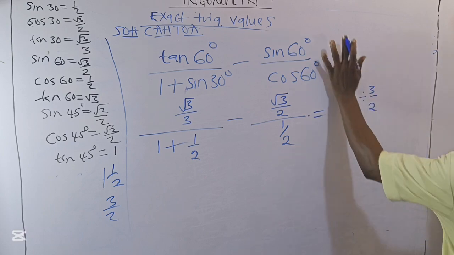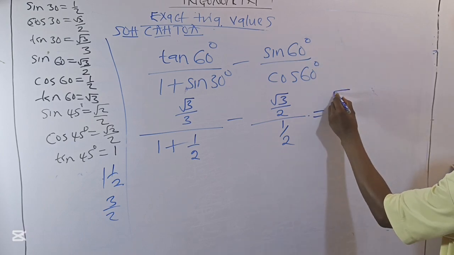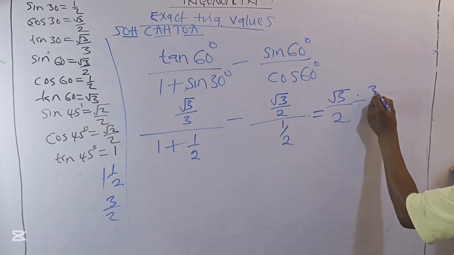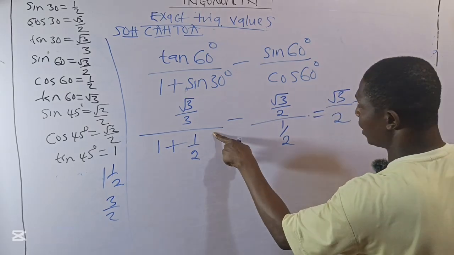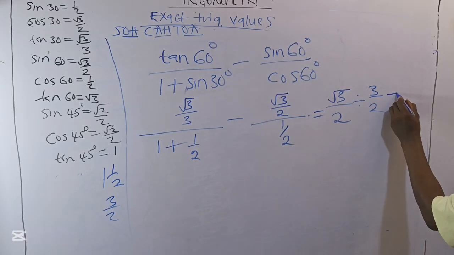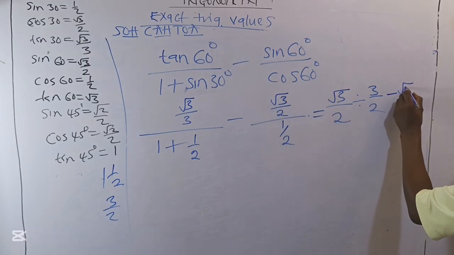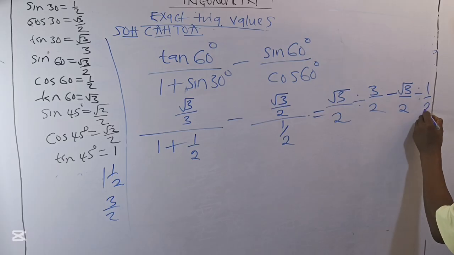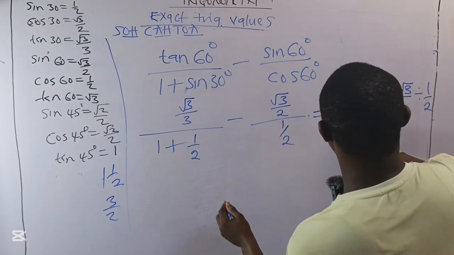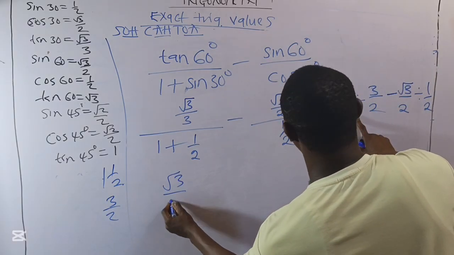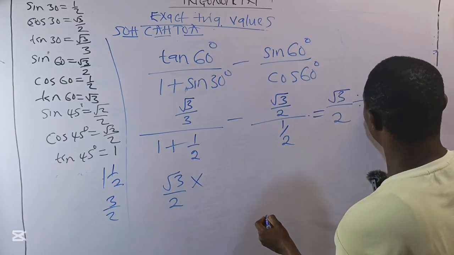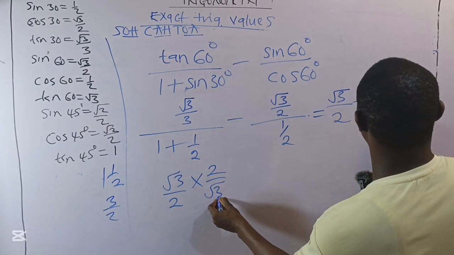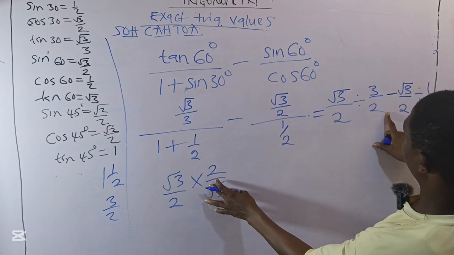So I can simply have it as root 3 over 2 divided by what? 3 over 2. Let me make it big. Root 3 over 2 divided by 3 over 2. I'm using this division as this now. I have not changed anything. Minus root 3 over 2 divided by 1 over what? 2. So this becomes what? Root 3 over what? 2 times, these two will interchange, 2 over what? Root 3. 2 over 3 rather.